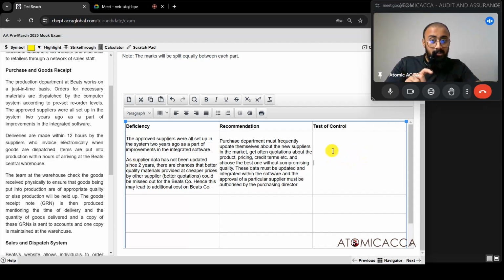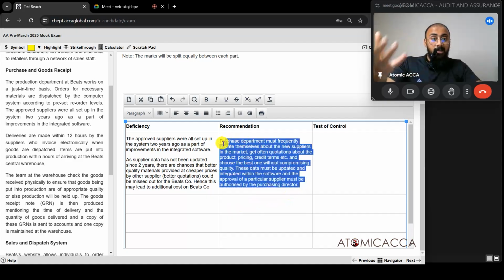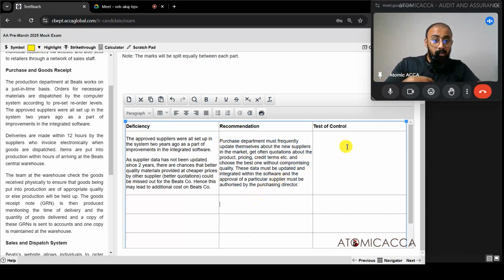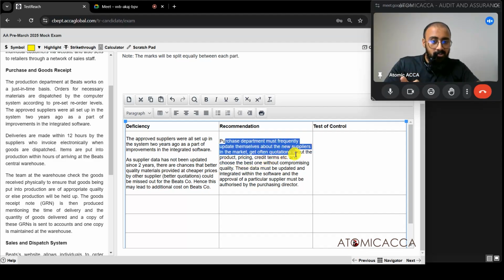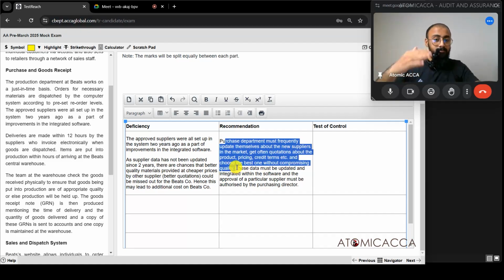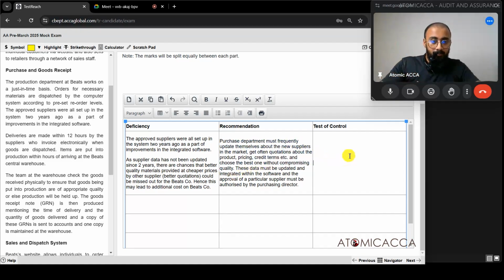Test of control means whatever I recommended over here, if in case hypothetically it's already applied in that company, then as an auditor, how am I going to test this? So what all did I tell? Purchase department, first thing I told is they need to update themselves about the new supplies in the market, get quotations and this thing, and choose the best one without compromising quality. This is the first thing I told. So I need to test this. How?